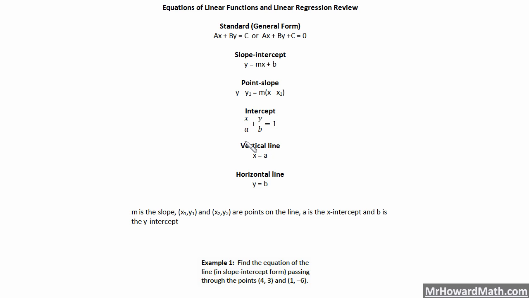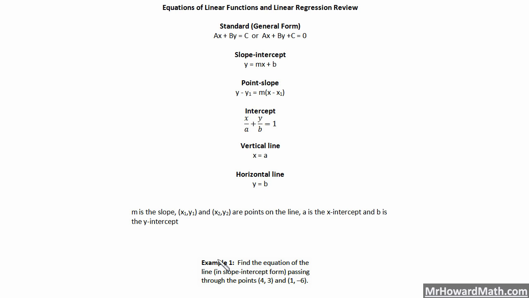Another form that you may not be as familiar with is the intercept form, and that's x over a plus y over b equals 1, and again you have your x and y variables here, and then a would be your x-intercept and b would be your y-intercept. Vertical lines are in the form x equals a, where a is the x-intercept, where it crosses the x-axis. Horizontal line, y equals b, where b is the y-intercept.